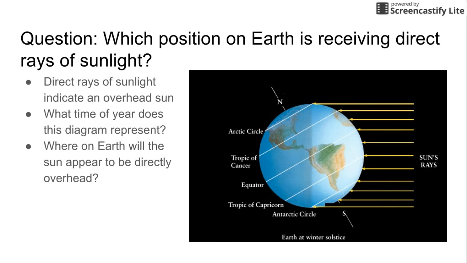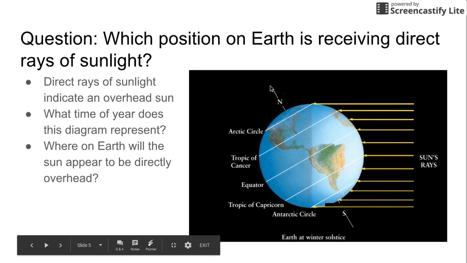So here's a little question. Which position on Earth is receiving direct rays of sunlight? So we're going to have to figure this out using a couple of things. Number one, direct rays of sunlight indicate an overhead sun. When the sun's rays are directly on you, the sun is directly overhead. What time of year does this diagram represent? And where on Earth will the sun appear to be directly overhead?